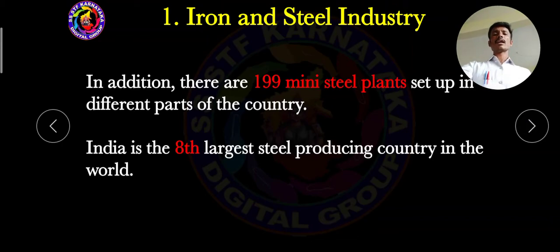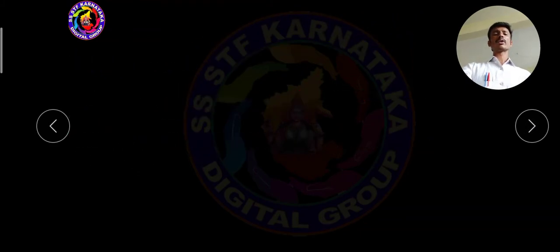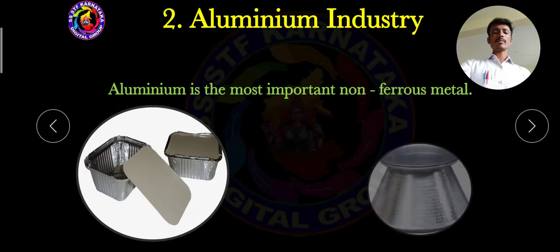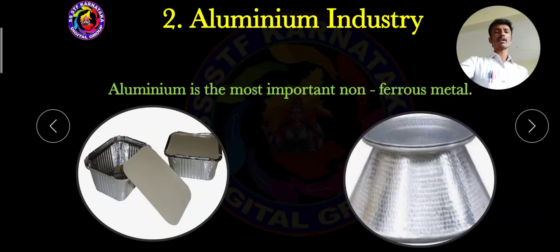India is the 8th largest steel producing country in the world. Everybody keep that in your mind, dear students. So this is about the iron and steel industry, a very important industry. Then after iron and steel, another one is the aluminium industry. Aluminium, a silver metallic element.